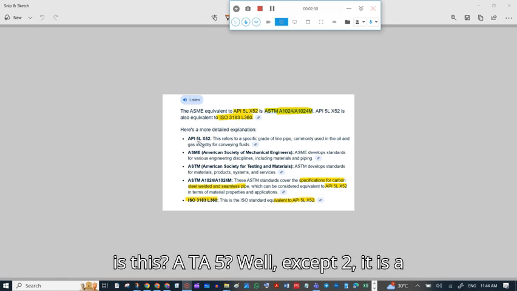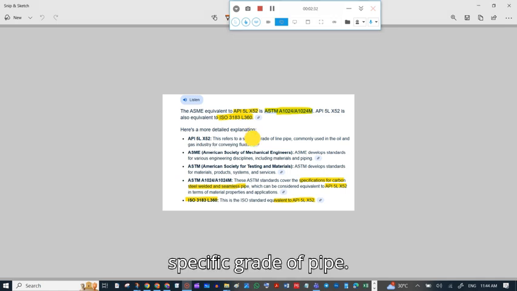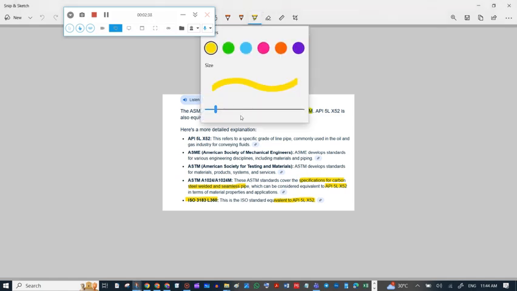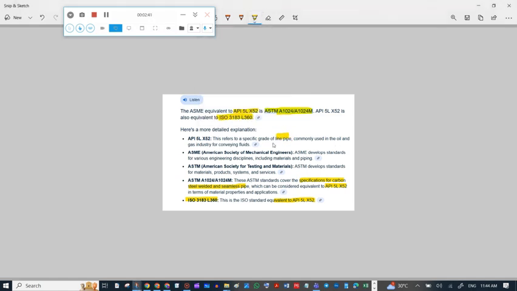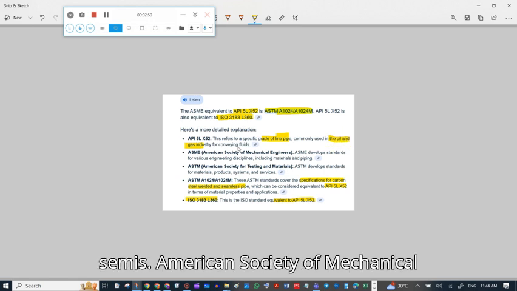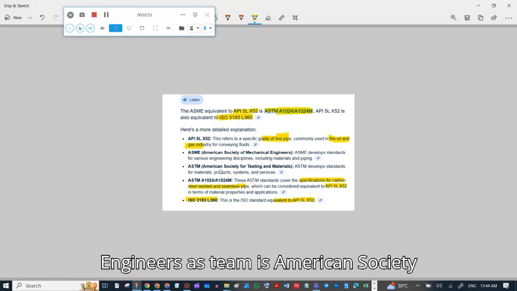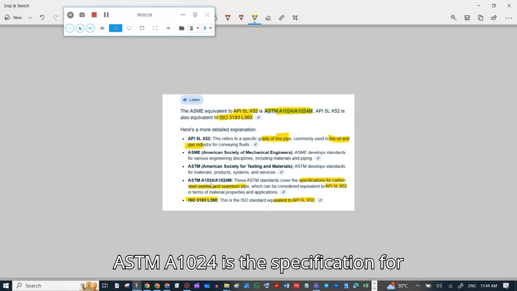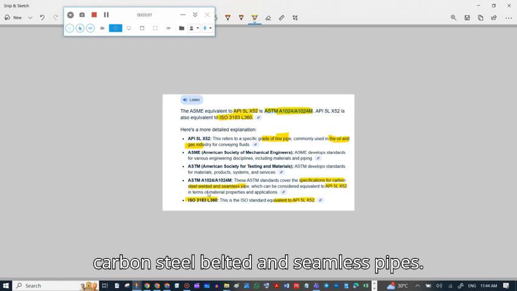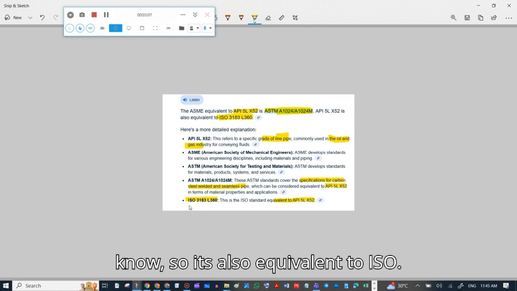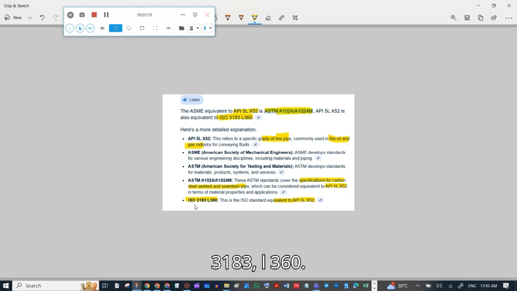So what is this API 5L X52? It is a specific grade of pipe from the American Petroleum Institute for conveying fluids. ASME is the American Society of Mechanical Engineers. ASTM is the American Society for Testing and Materials. And ASTM A1024 is the specification for carbon steel welded and seamless pipes, and it is also equivalent to ISO 3183 L360.